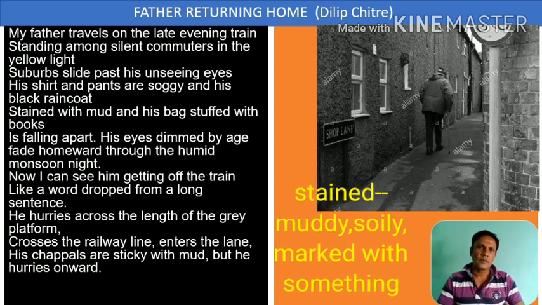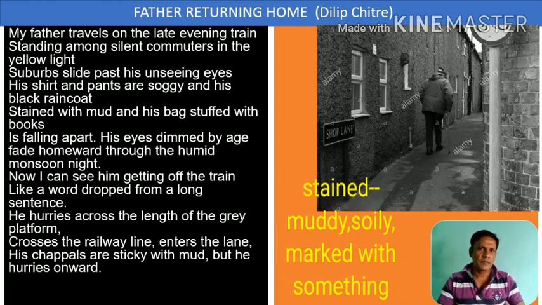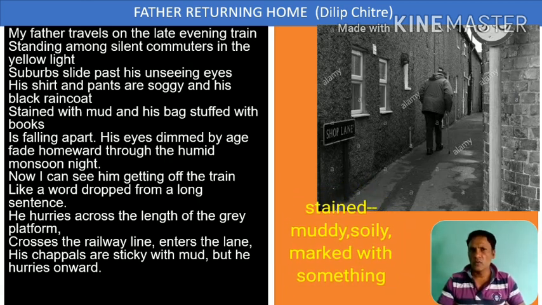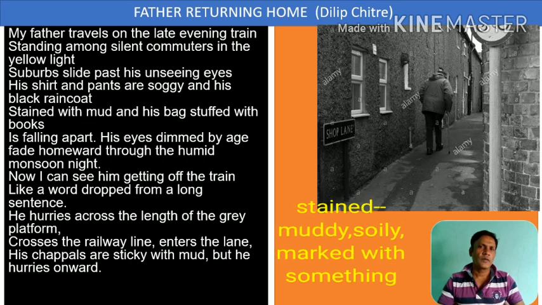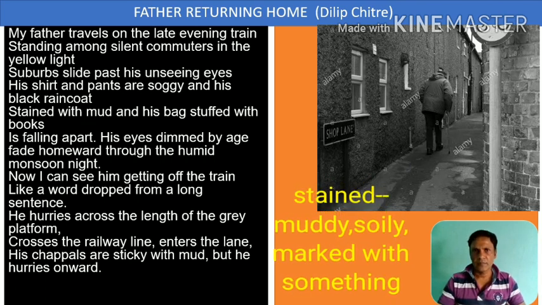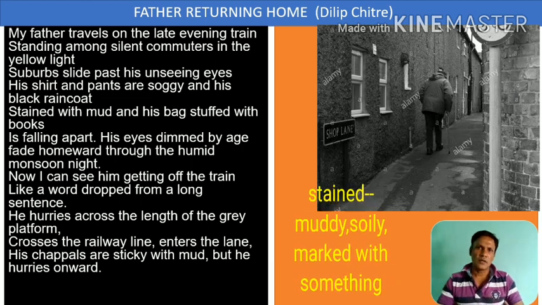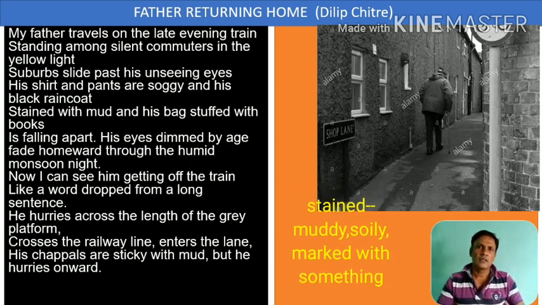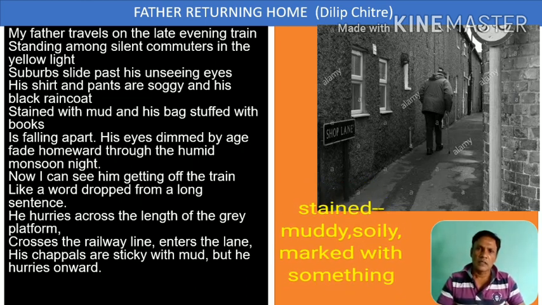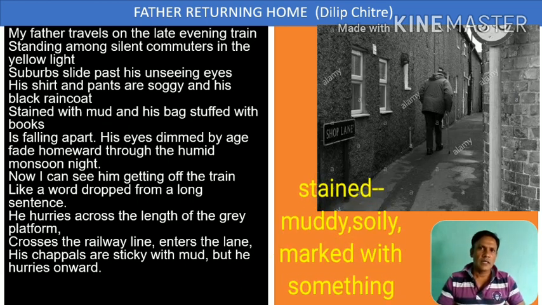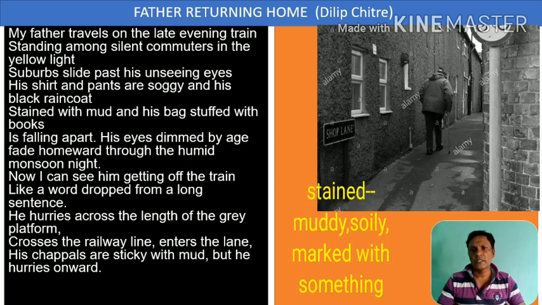The color of the raincoat itself suggests how painful, how dull, how colorless the life of the father of the poet is. The dark color of the raincoat suggests the darker side of the father's life, the colorless life of the father, the monotonous life, the mundane life of the poet's father.